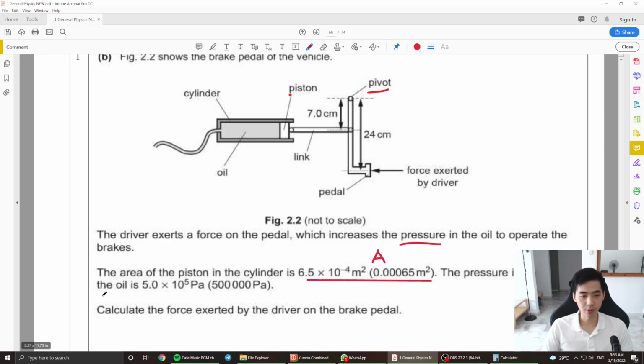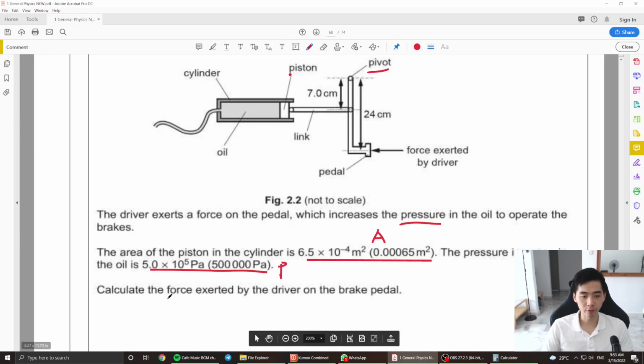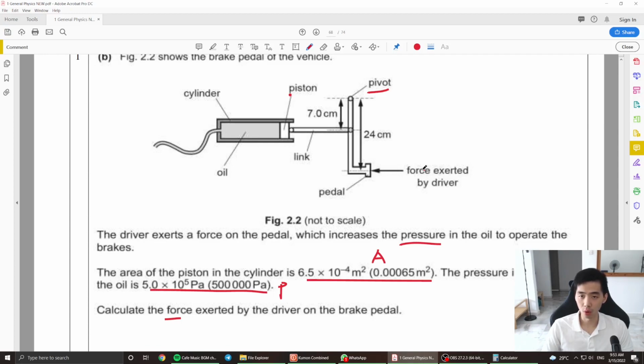The pressure increases the oil. Increase in the oil is this amount here. This is going to be the pressure. Calculate the force exerted by the driver on the brake pedal. We're looking for this force here. But okay, this is what the students usually get wrong, guys.